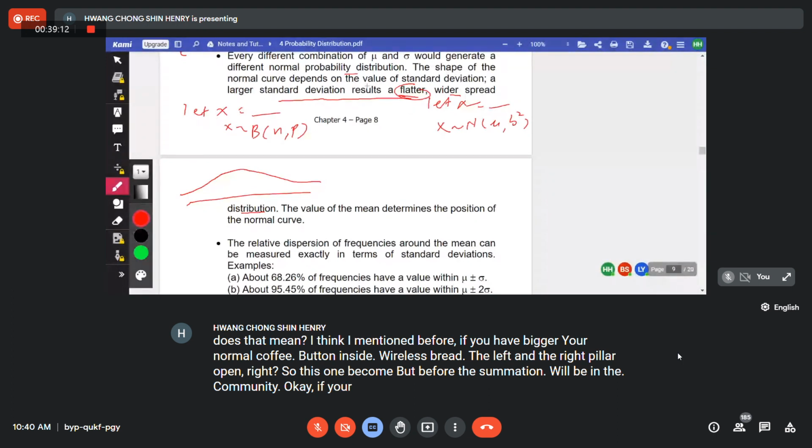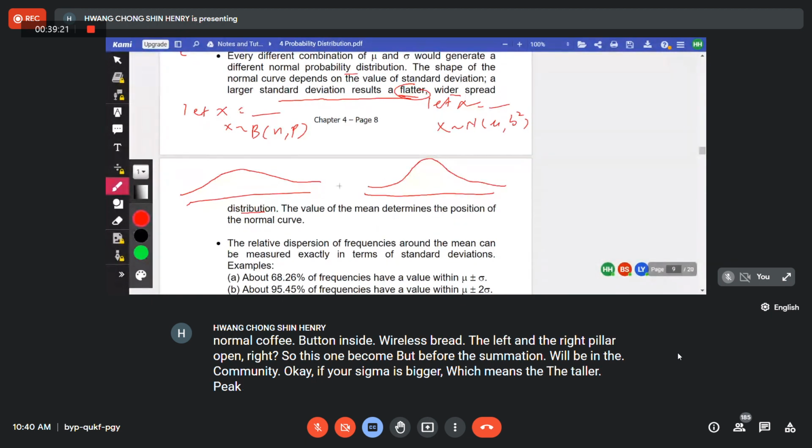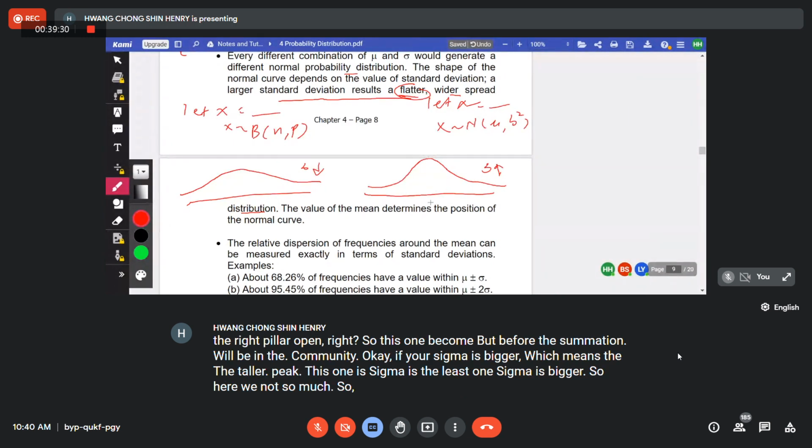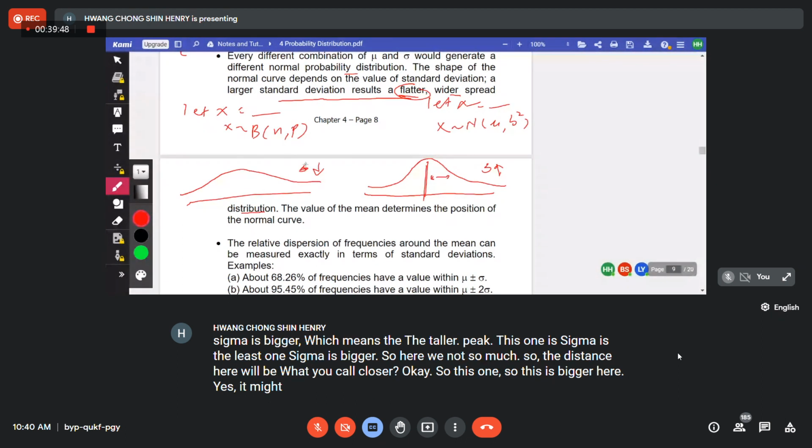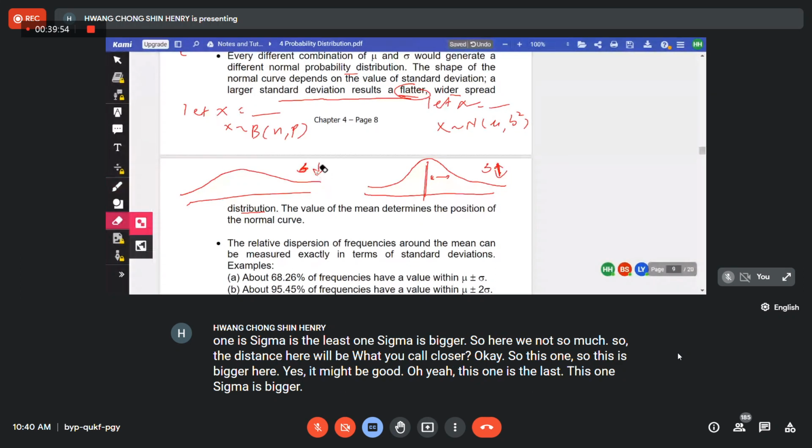Okay, if your sigma is bigger, the peak is lower. This one sigma is lower, this one sigma is bigger. So here will be not so wide, so the distance here will be closer. Sorry, this one is lower. This one sigma is bigger.